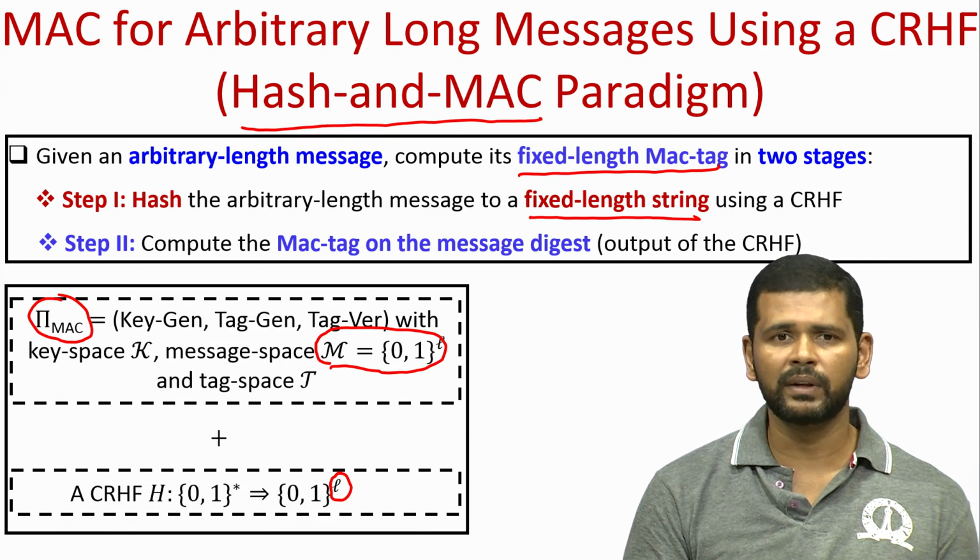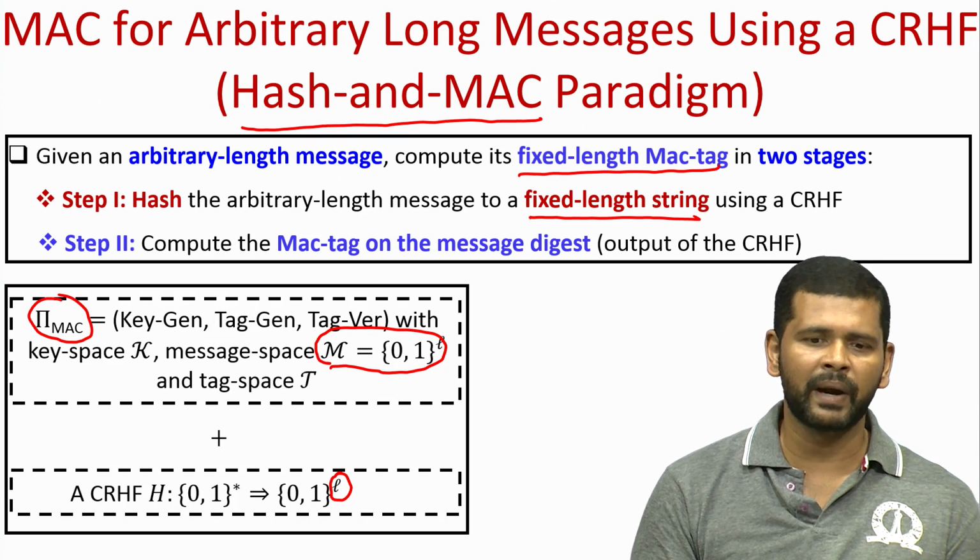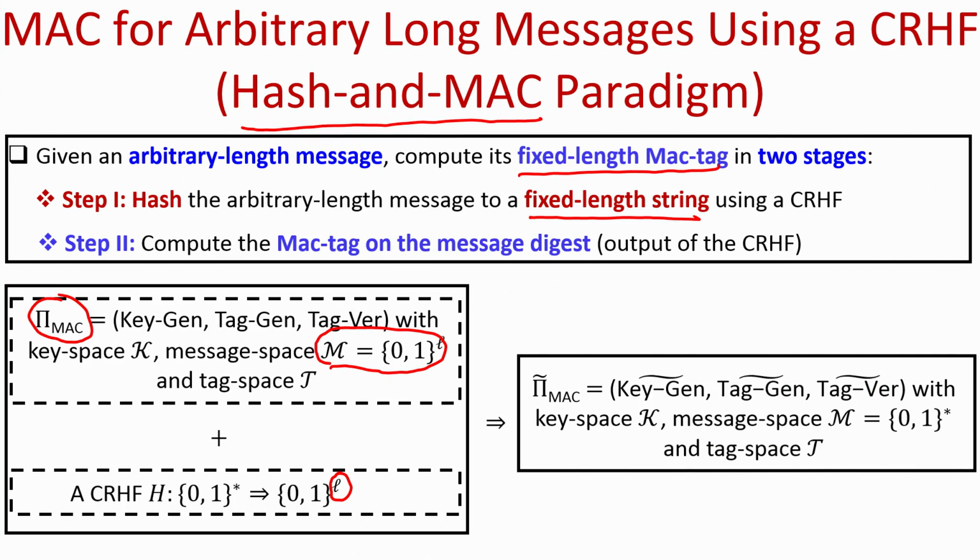Then what we are going to do in this hash and MAC paradigm is combine these two primitives and obtain a secure MAC which I denote as pi tilde, and it will have its key generation algorithm, tag generation algorithm and tag verification algorithm. The key space of the MAC that we obtain by composing the fixed length MAC and the collision resistant hash function will be the same as the key space of the fixed length MAC, whereas the message space will be binary strings of arbitrary length, and the tag space will be the same as the tag space of your fixed length MAC pi MAC.